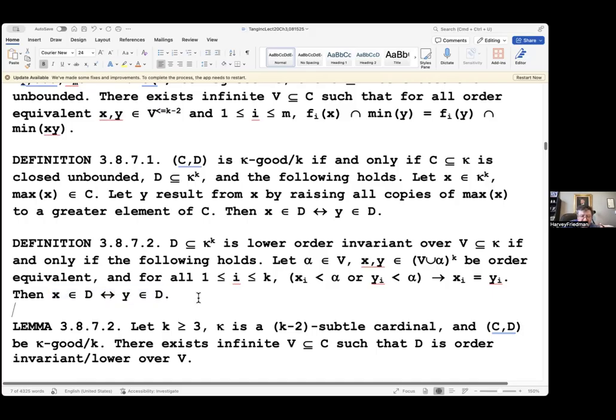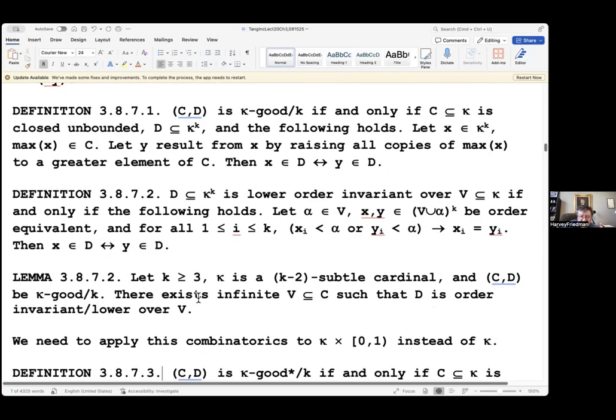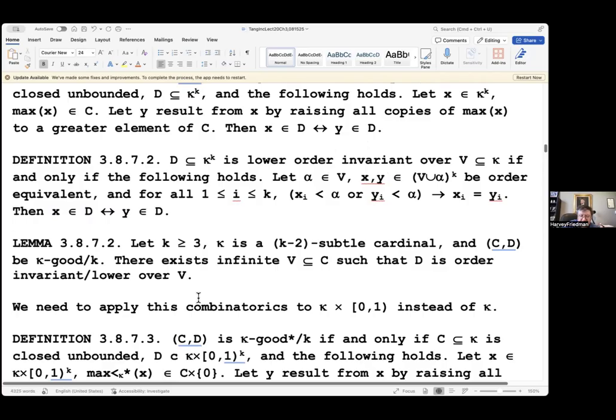And then the lemma that we need. Now, remember, I'm trying to actually get dimensions that are accurate, numbers that are accurate, and this is why this gets a little tricky. So let K be greater than or equal to 3, and kappa a K minus 2 subtle cardinal, and C, D is kappa good K. There exists an infinite set V such that D is lower order invariant over V. Yeah, and this takes a little work.